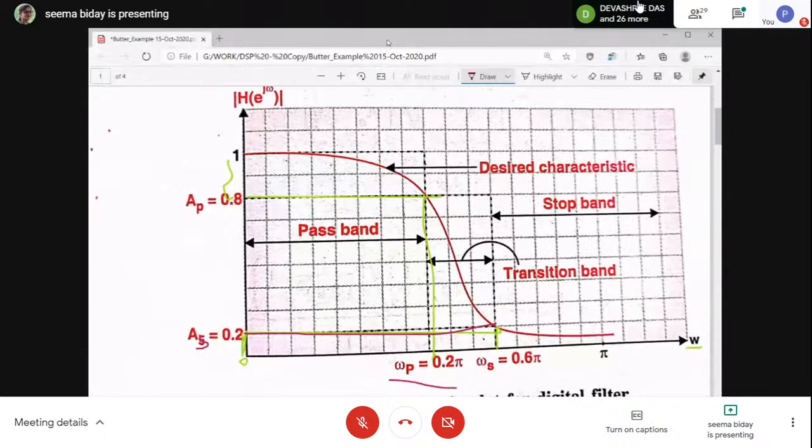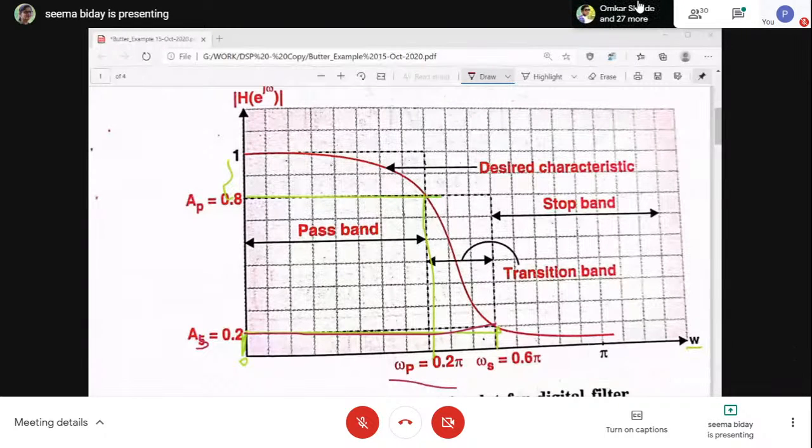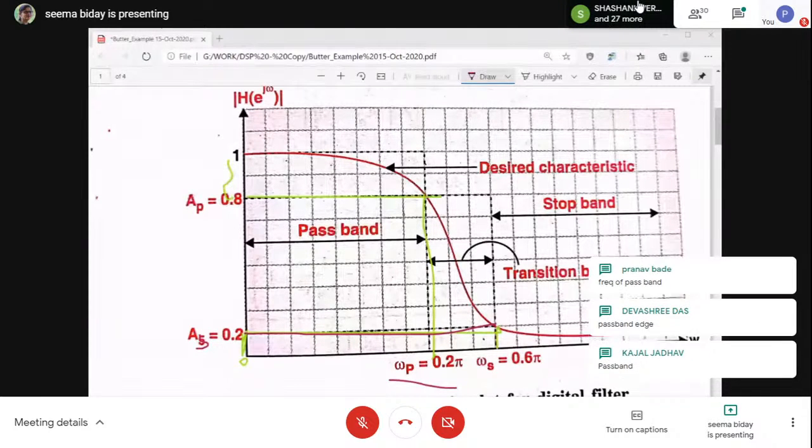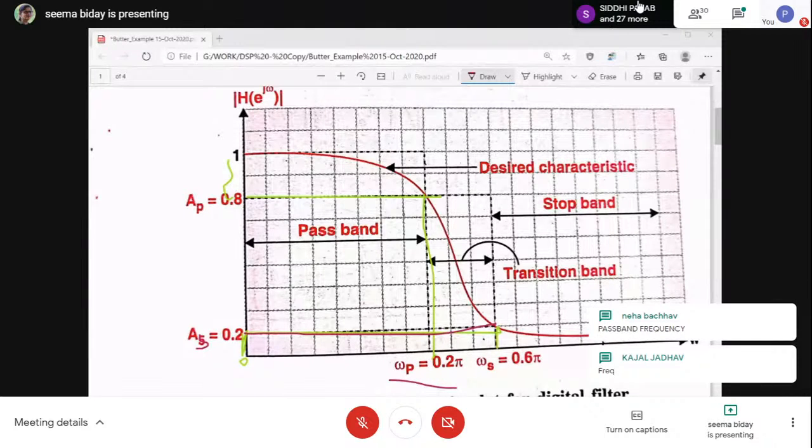MCQ question. What is WP and WS? Tell me what WP and WS are. It is not cutoff frequency, Rahul. Yes, passband edge frequency, correct. Passband edge frequency, stopband edge frequency.